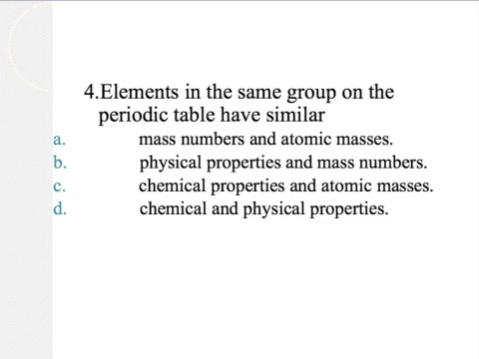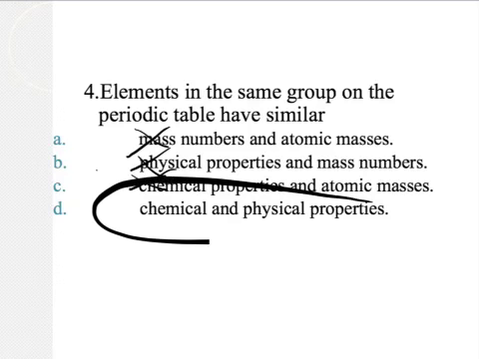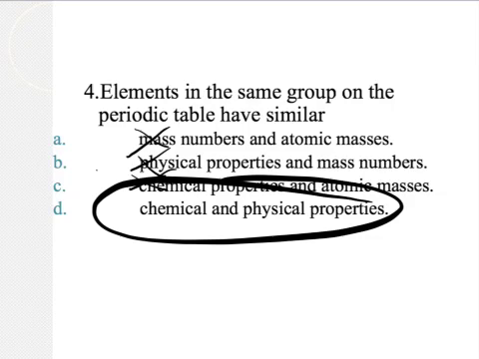Elements in the same group on the periodic table don't have similar mass numbers or atomic numbers, sorry, atomic masses. They don't have similar physical properties and mass numbers, because remember, mass number is the number of protons plus the number of neutrons. But they do have similar chemical and physical properties. They react the same, guys. They behave in the same manner, and some of them even kind of look like each other.